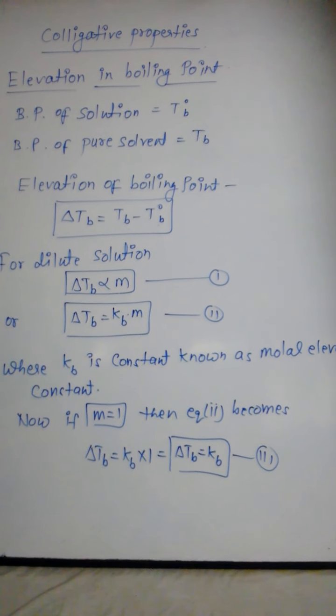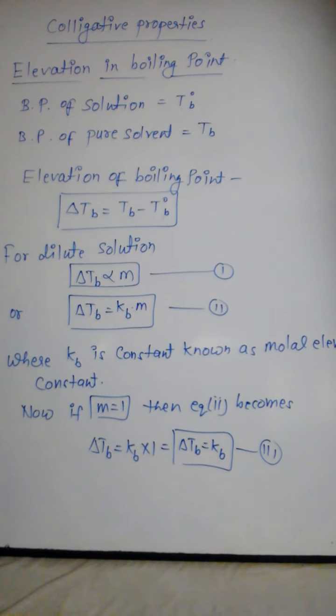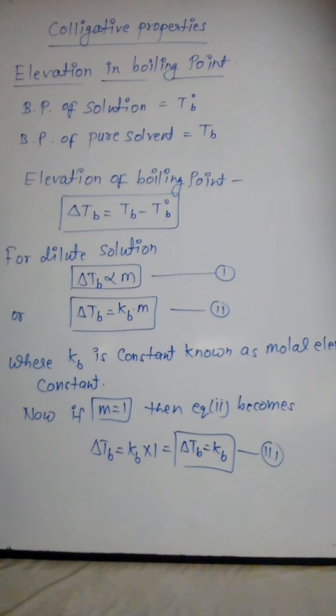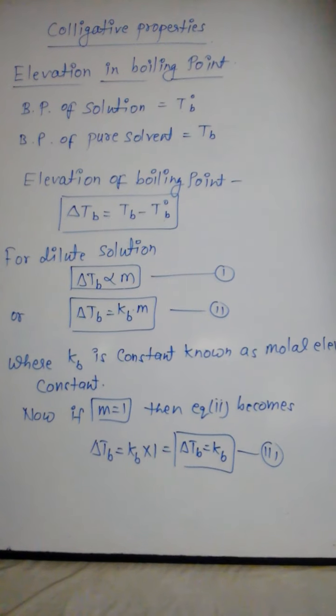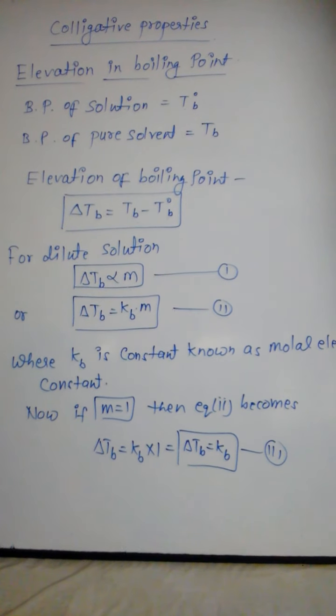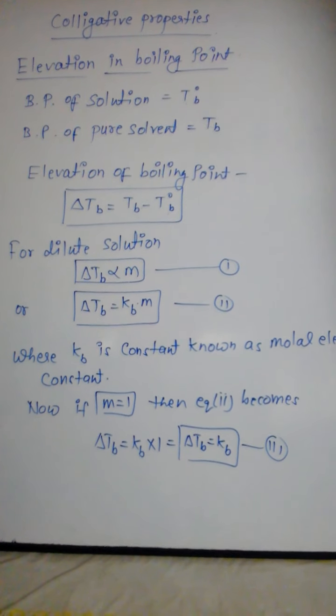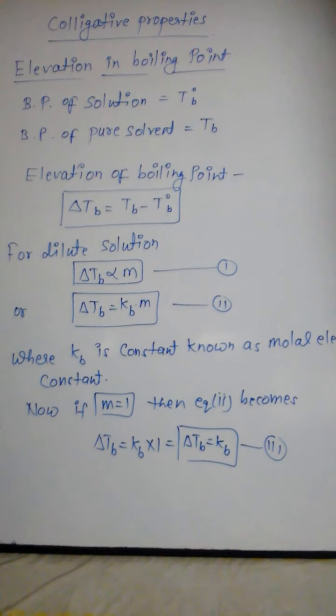Again we see the boiling point is that temperature at which the vapor pressure of a liquid becomes equal to the atmospheric pressure. If we add a non-volatile solute to a pure solvent, the vapor pressure decreases. That is called lowering in vapor pressure.